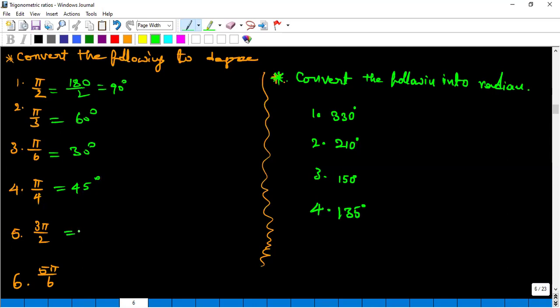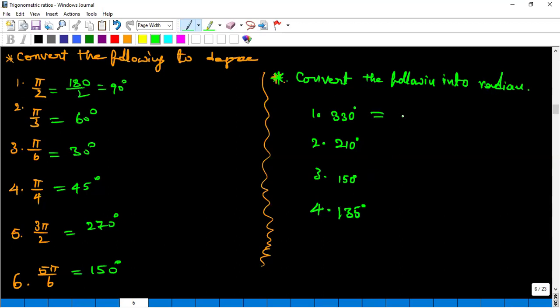3 pi by 2. What is 3 pi by 2? You just substitute pi value 180. 2 90s are 180, 3 times 90 is 270 degrees. Then 5 pi by 6. 6 3s are 18, so 3 5s are 15, 150 degrees. So like this we will convert.